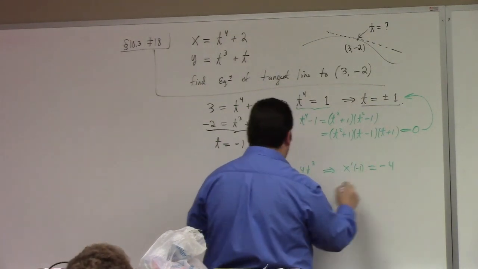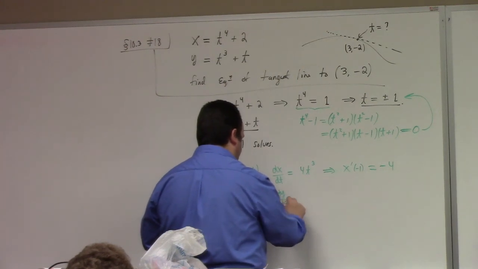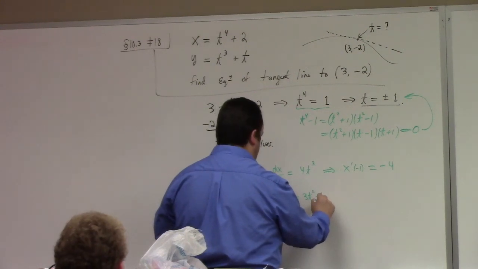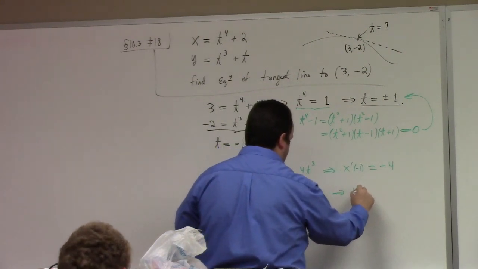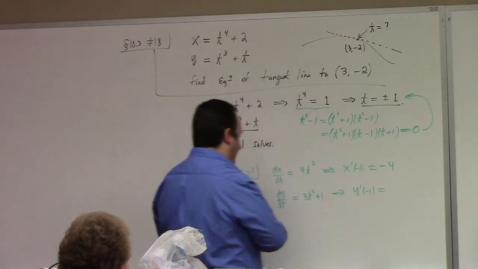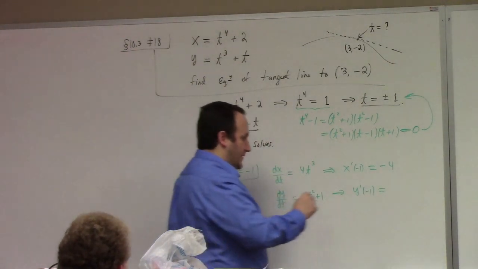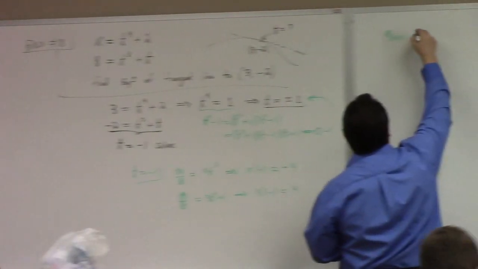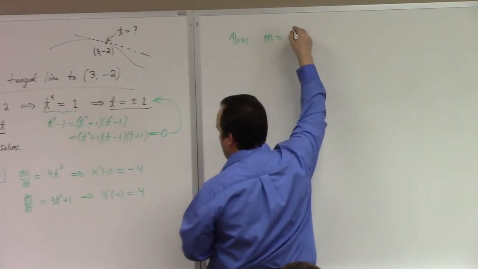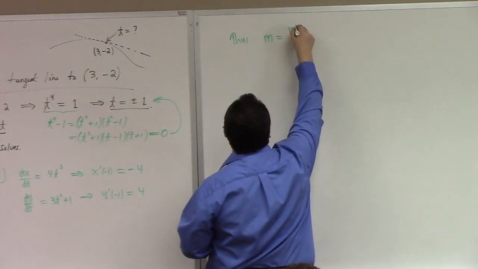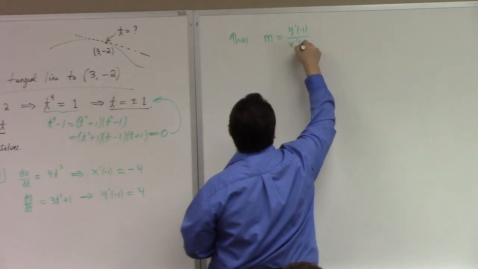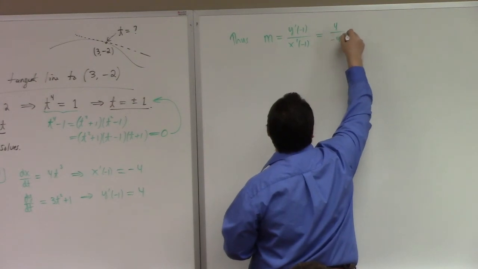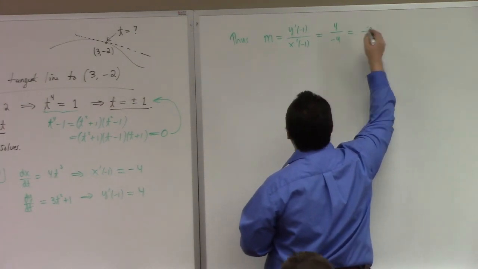Now dy/dt is 3t squared plus 1, right? Which implies that y prime of minus 1 is what? 4, right? Yeah. So thus the slope m, if you like, is y prime of minus 1 over x prime of minus 1, which is here 4 over minus 4. So we're looking for a line with slope minus 1.